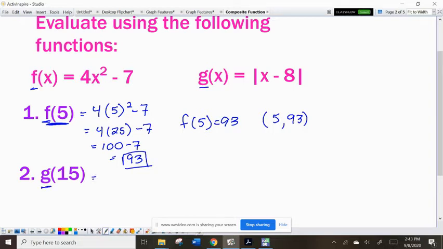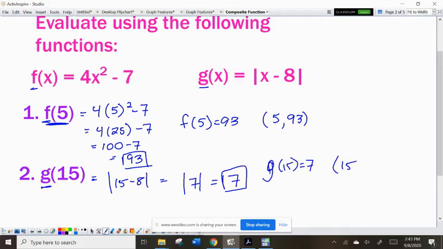So using our function name g, same idea. We're going to go to our absolute value, and where we see the x, we're going to replace that with 15. Remember that absolute value functions like a set of parentheses. So it's the absolute value of 7. We do the inside first, and that's positive, so it stays positive. That is our answer. We could also write that's g of 15 equals 7, or we could write an ordered pair. We plug in 15, we get 7.